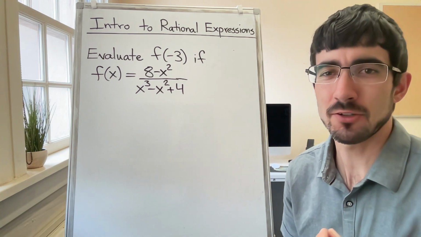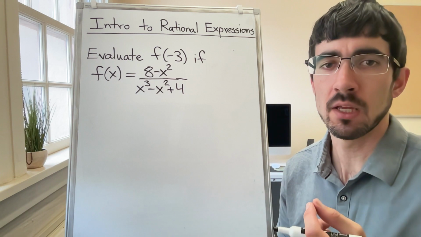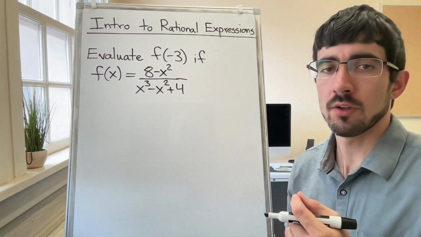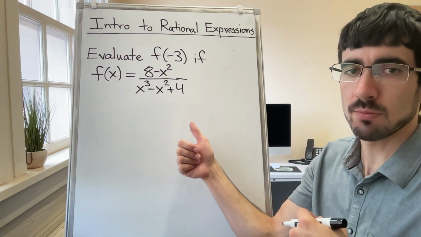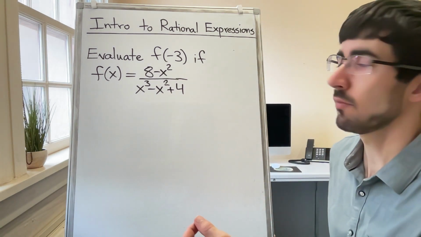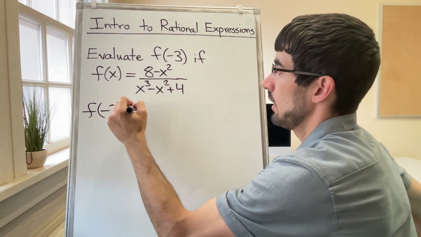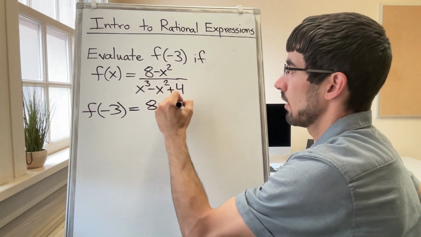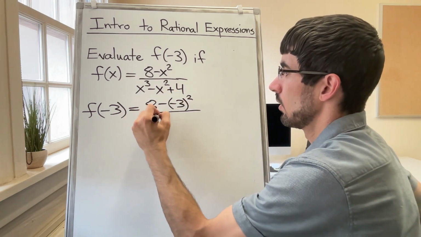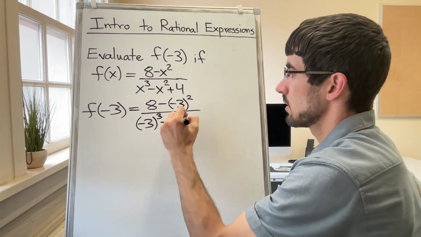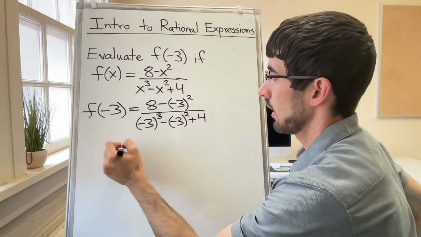Finally, if rational expressions in a single variable are functions, we should be able to evaluate them in function notation. So let's evaluate f of negative 3 for this function on the board. I'm just plugging in negative 3 as the input value, and we're going to solve for the output. So f of negative 3 equals 8 minus negative 3 squared over negative 3 cubed minus negative 3 squared plus 4. Let's pay careful attention to positive and negative signs.